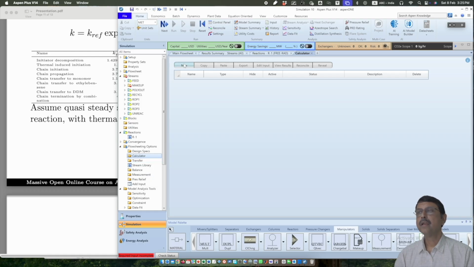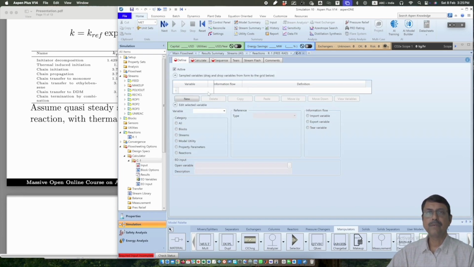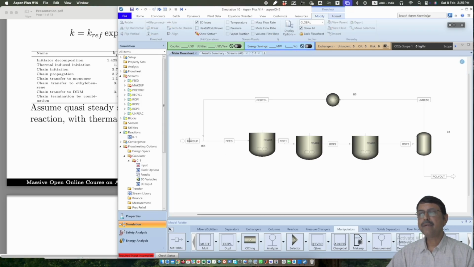Calculator. Here we define several variables. So what are the variables that we'll define? Let us understand them first. We shall define 4 variables over here: makeup styrene, makeup ethyl benzene, makeup DDM, and makeup TBP. Right? And we will have recycle styrene, recycle DDM, recycle TBP, and recycle ethyl benzene.